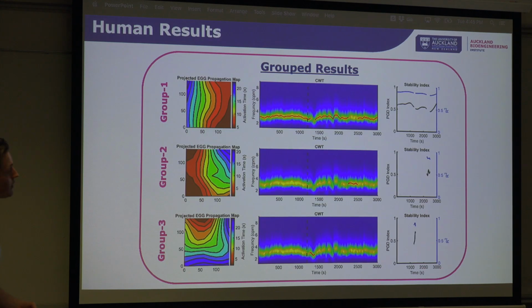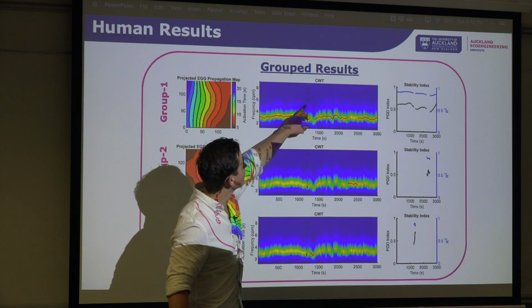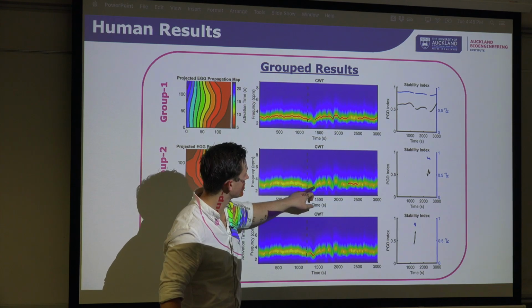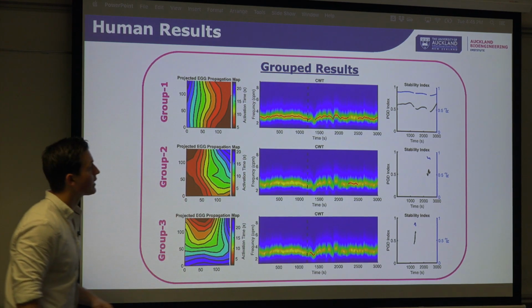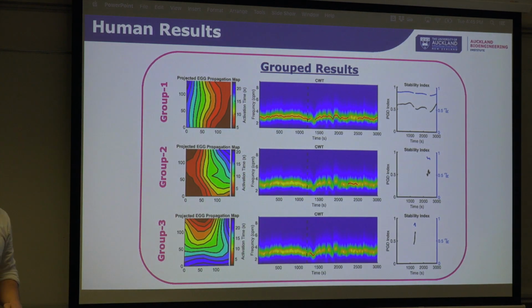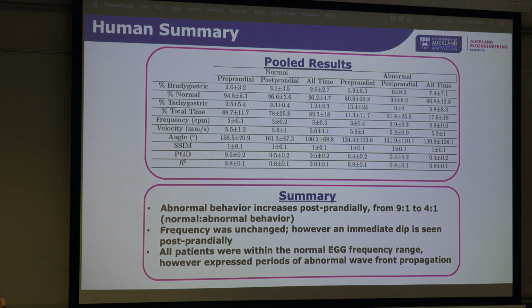So if we look back here, immediately post-meal, which is this black line here, we see that dip, which has been associated with gastric distension. Is that what's happening in our data? Probably not, but we were stretching the stomach, so we can explain that immediate change.